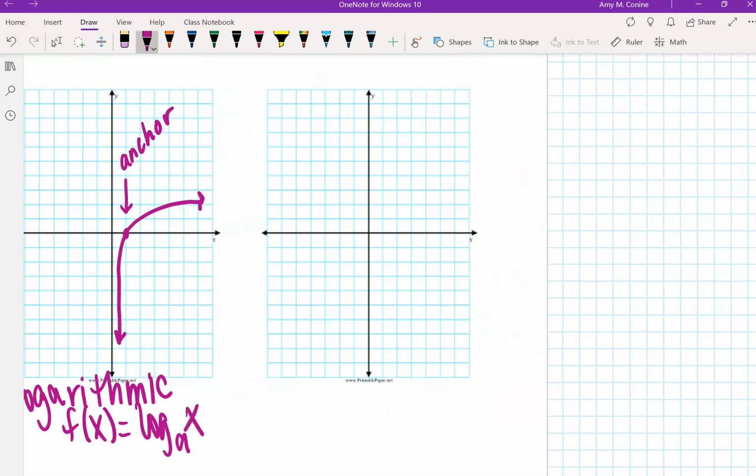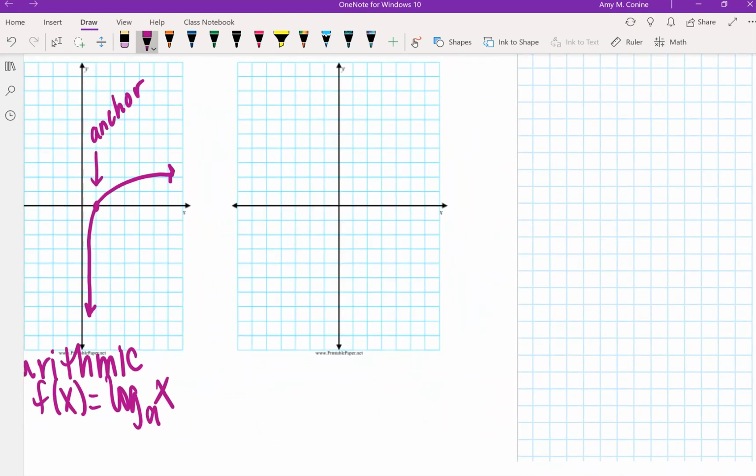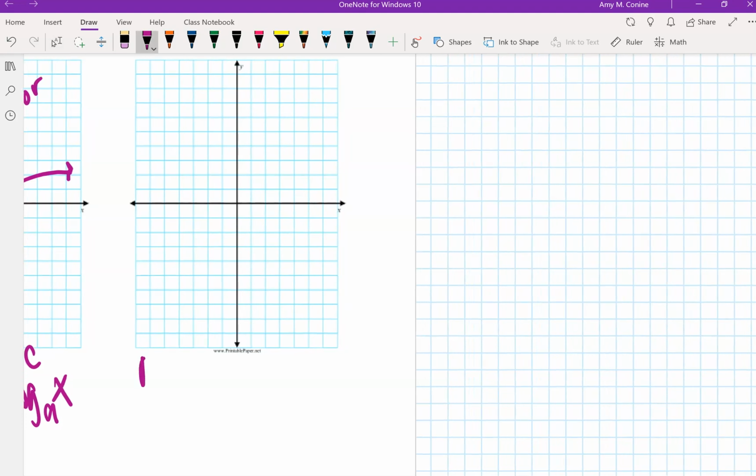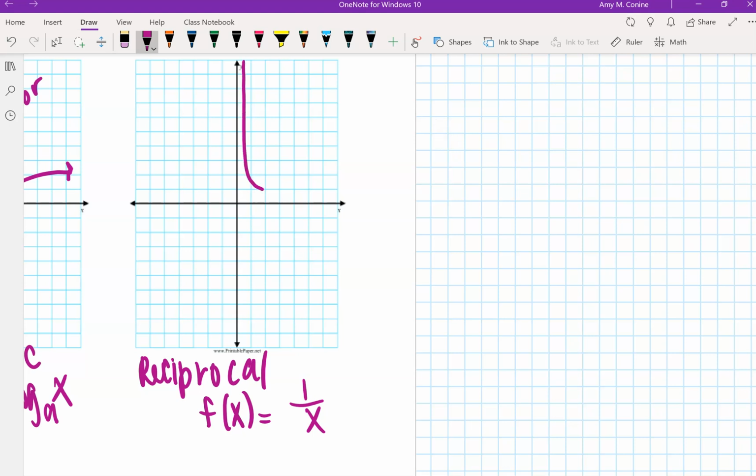So another parent function that we have, we call it a reciprocal function. That's when your y, or f of x, is equal to 1 over x, okay? And this is one where you have the split. You're going to have these two that approach the axes and they never cross, so they're asymptotes. So it'll look something like that.